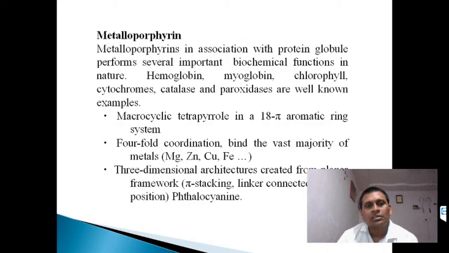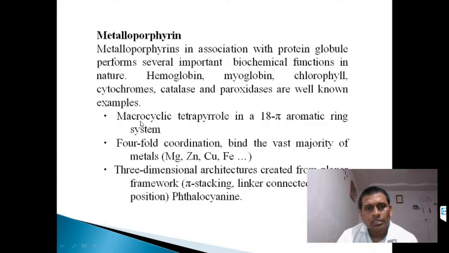What is a metalloporphyrin ring? To define it shortly, it is nothing but a porphyrin ring that contains a metal atom, and then forms a metalloporphyrin. Examples are hemoglobin, myoglobin, chlorophyll, cytochromes, catalase and peroxidases, which are well-known examples.